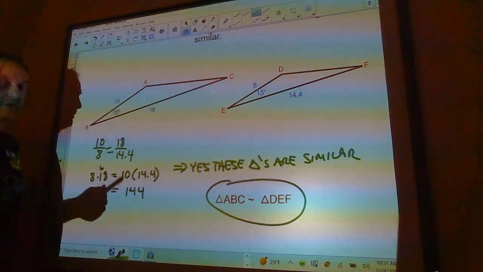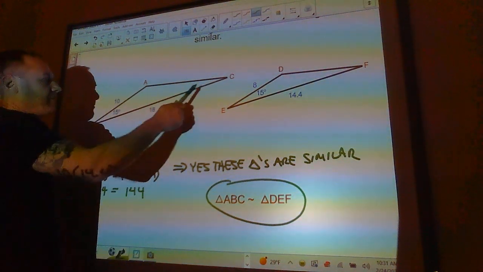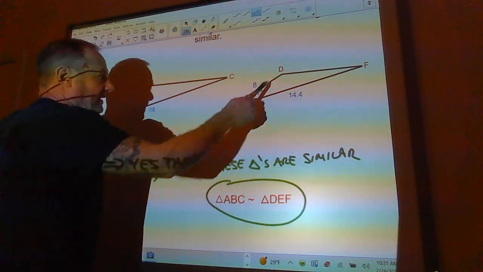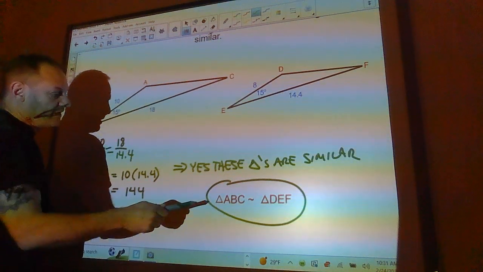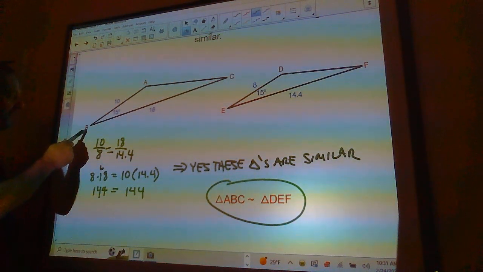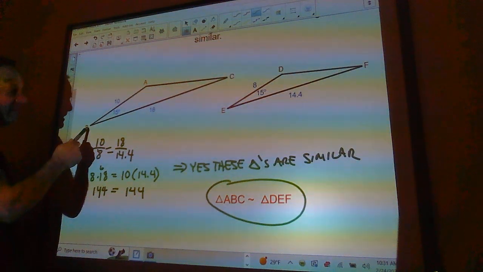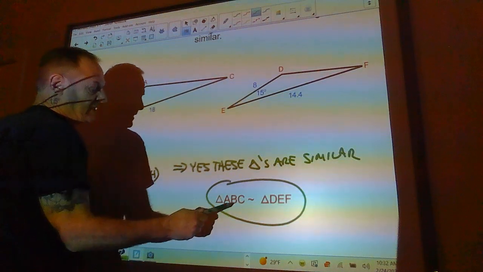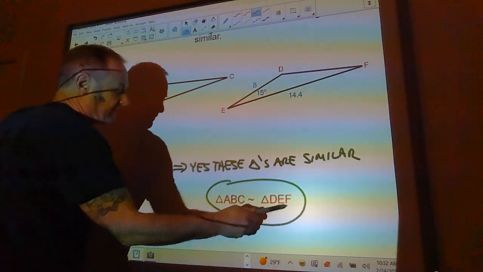Okay, now another note here. Don't necessarily go alphabetical order on both sides, because if these letters are switched around, like if I put D here and E here, I have to put these in a different order. So the angles that are the same have to go together. B has to go with E, so they're both second. A has to go with D, they're both first. C has to go with F, they're both third.